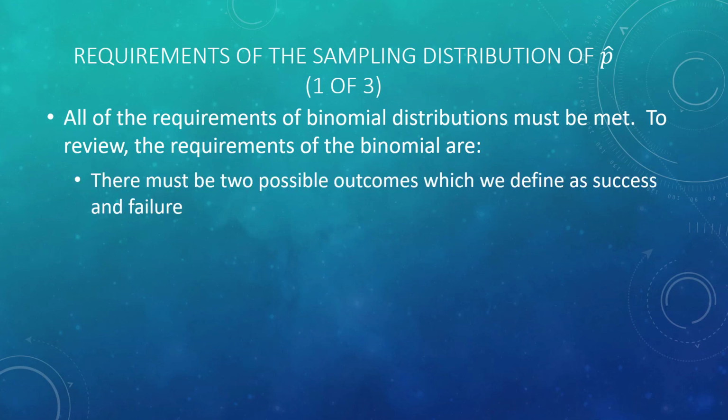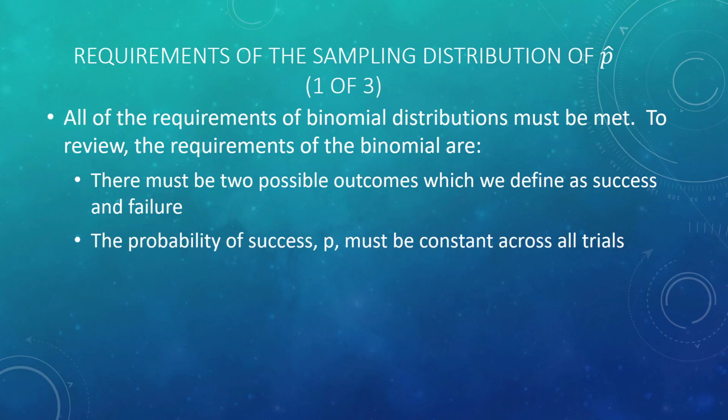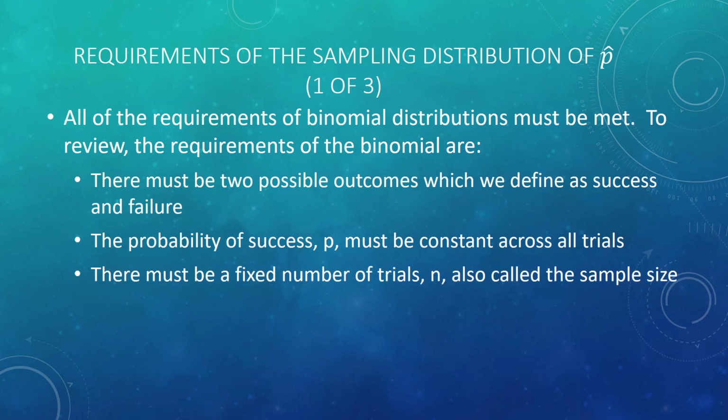So first of all, there have to be 2 possible outcomes, which we artificially define as success and failure. The probability of success p has to be constant across all trials. There have to be a fixed number of trials n, which we also call the sample size. And lastly, the trials must be independent.